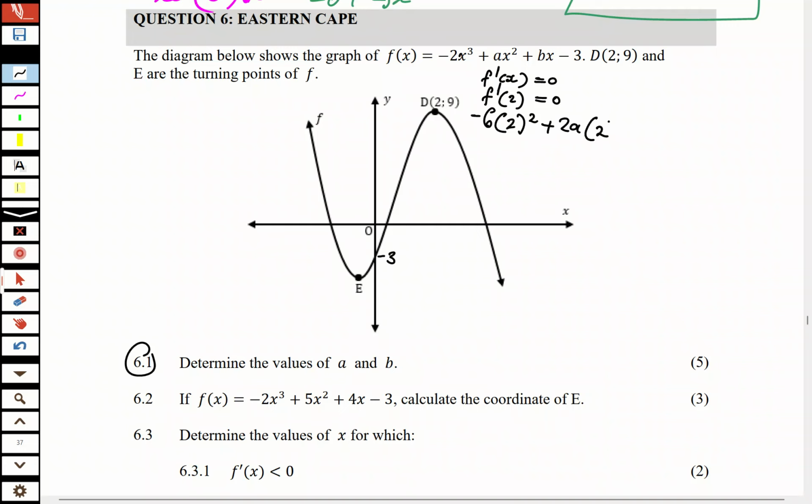2ax, but I'm placing what? 2. And this is equal to what? 0. The derivative of that will give you what? Remember, there is b. Don't forget about the b. So when you take the derivative of b, you'll just have 0. The derivative of that is just 0 there.